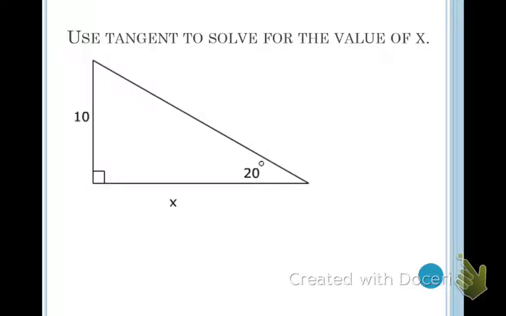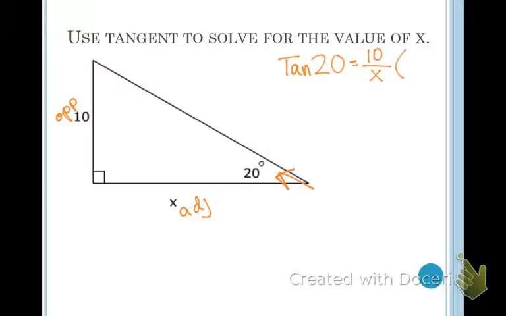So this means we're going to use a trig ratio. Now, obviously, I told you which one to use, but we are going to label our sides. This is kind of the way you set it up. From 20 degrees, what kind of side is 10? Opposite. And then what kind of side is x? Adjacent. So we are going to use tangent. Tangent of 20 degrees will equal the opposite, which is 10, over the adjacent, which is x.